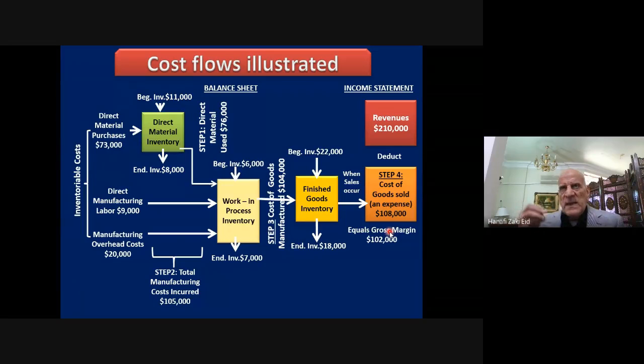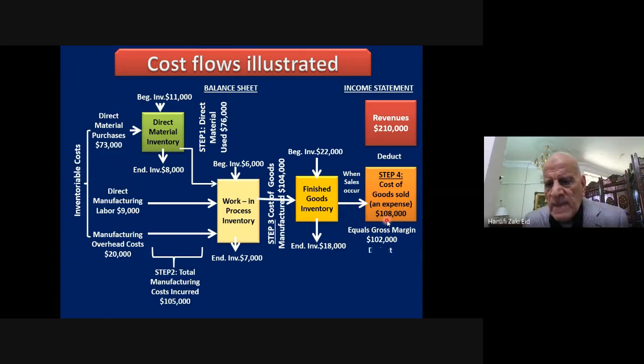It's not net income because we have other costs incurred in the company that are not inventoriable, as I mentioned. This is only the manufacturing costs, but we have marketing costs and we have administrative costs that should be subtracted in order to reach the net income.